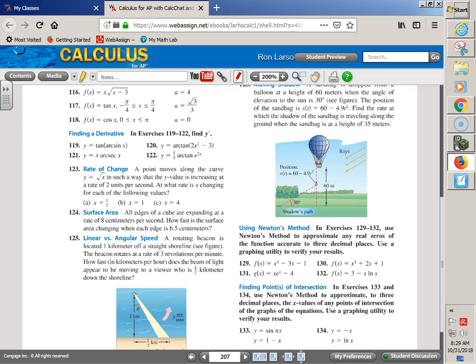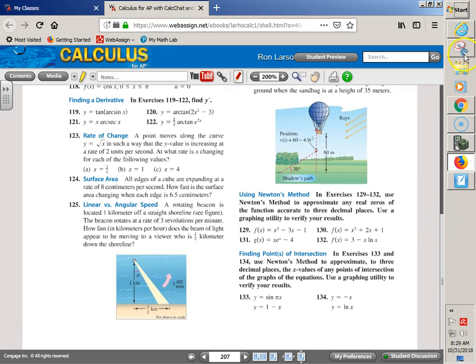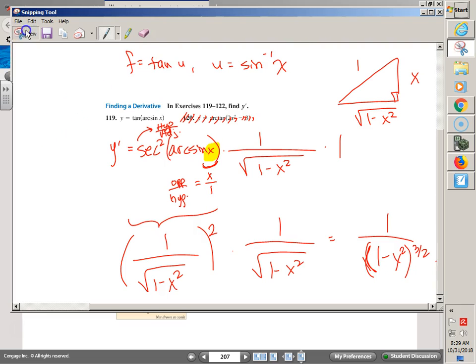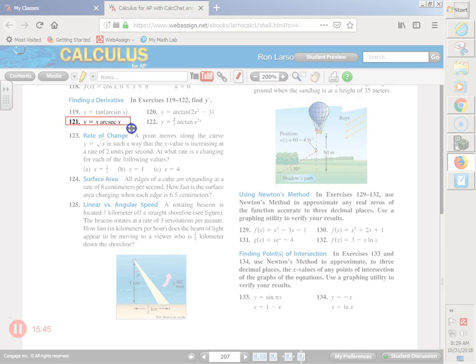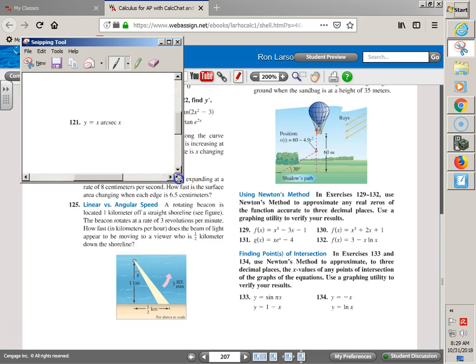Before 126? 121. Are we at related rates? Oh, we're close. 126 might be, yeah? Okay. 121. Guys, what rule do you see? I see product rule 2, yeah?